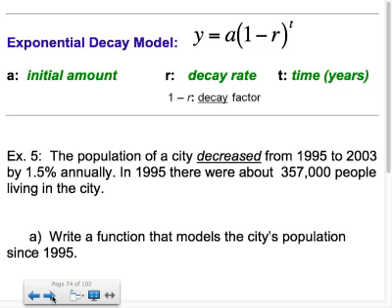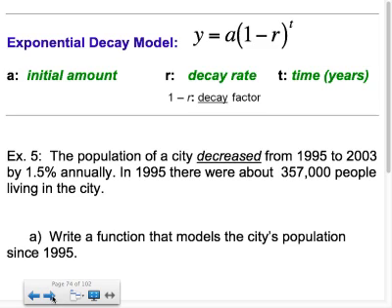Okay, just like we talked about in the previous video, we talked about an exponential growth model. Here's your exponential decay model, okay? A is the initial amount, just like it was. R is the decay rate. T is the time in years, and R is the decay factor.